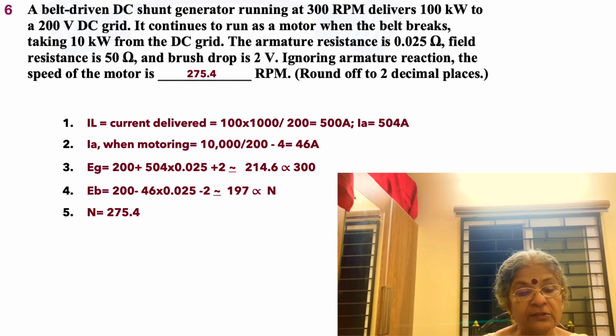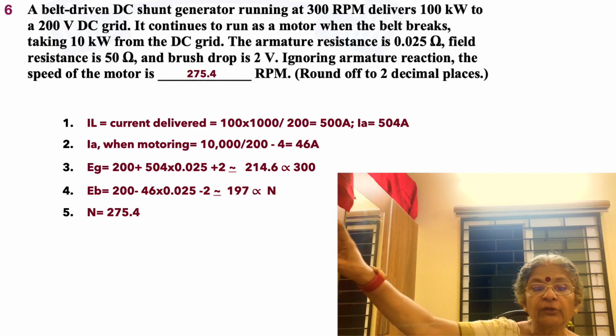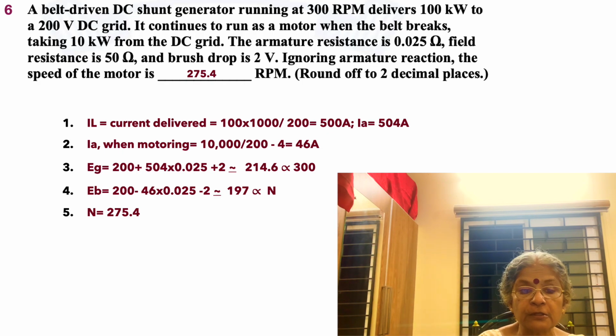Now we see that EG, earlier was 200 because that was the delivery point, plus, because it produces more, 504 was the ampere multiplied by 0.025 plus 2. So this is around 214.6. Perhaps it's correct. And this is proportional to the earlier speed, which was equal to 300 rpm.